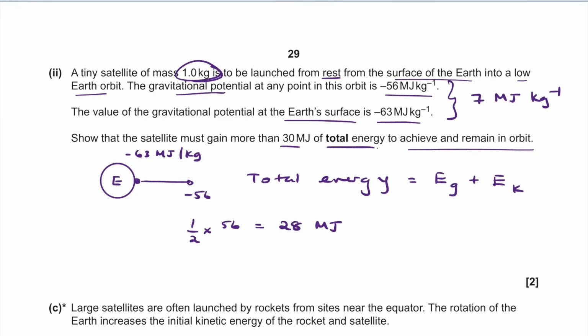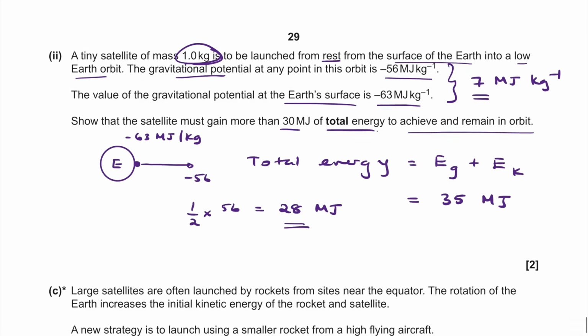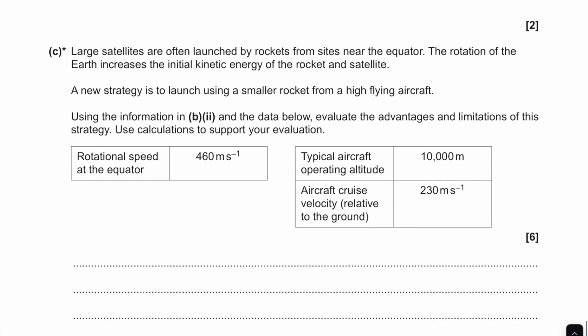So that's 28 megajoules. And if we look at the two numbers over here, 28 plus 7, we end up getting 35 megajoules of energy. So that is more than 30. That is part II done. Let's move on to part C.